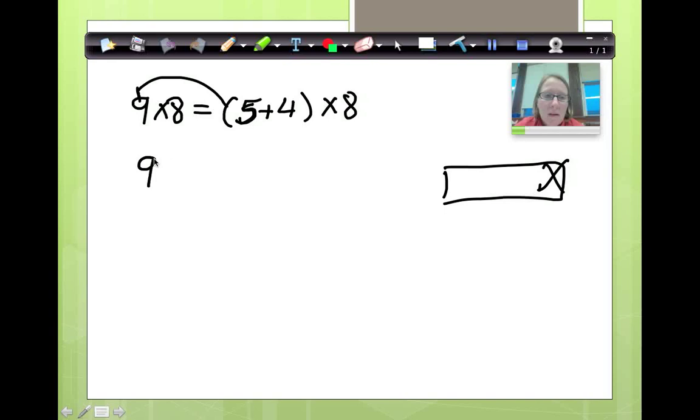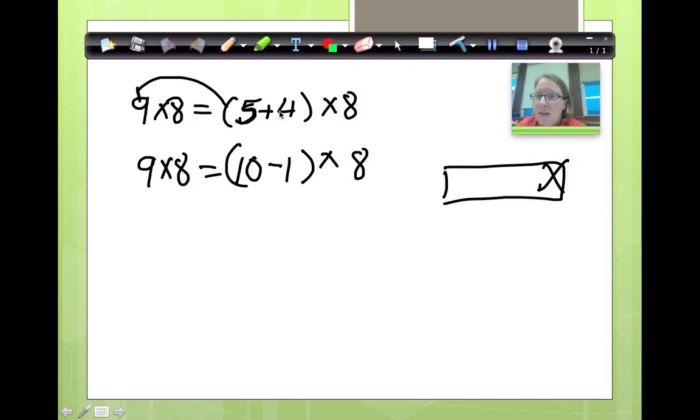Now what did we do? How many 8s did we have first? We had 10 and then we took one away. And they were all 8s. So instead of writing 5 plus 4 as a 9, another way to write it is 10 take away 1. Just because it's an addition or subtraction problem doesn't mean that it's right or wrong unless you're doing something specific like what we did here. 10 take away 1, that's 9. It's just another way of writing 9.